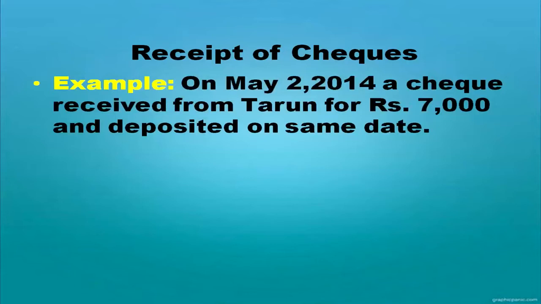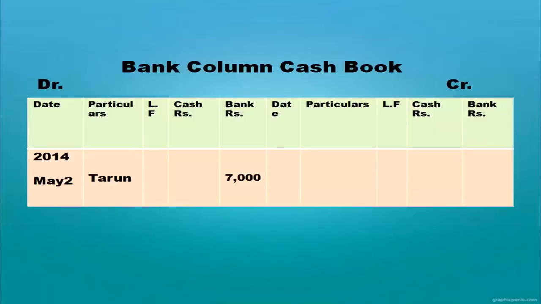Example: on May 2nd, 2014, a check of rupees 7,000 is received from Tarun and deposited on the same date. So, it will be posted in the bank column. On the date May 2nd, 2014, you will write on the debit side, in the particulars column, To Tarun, that is, the amount is coming from Tarun, and the amount 7,000 will be written in the bank column because the check is deposited on the same date.